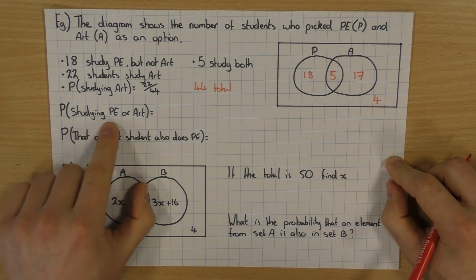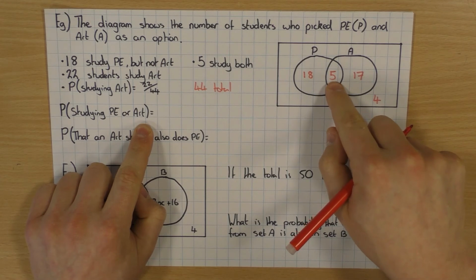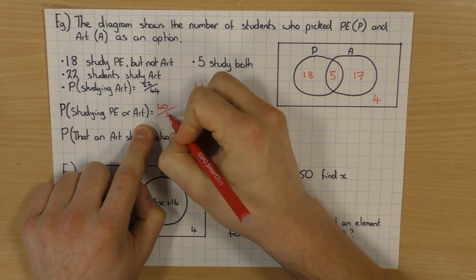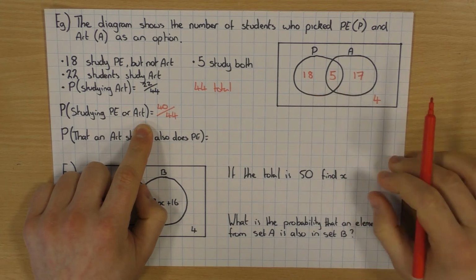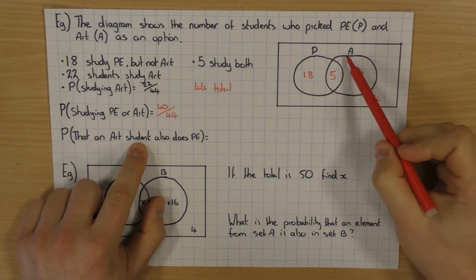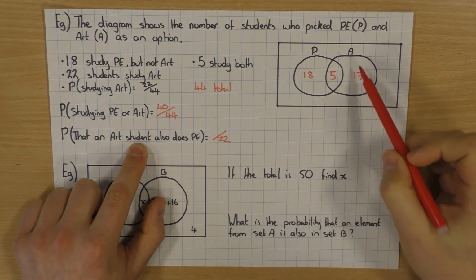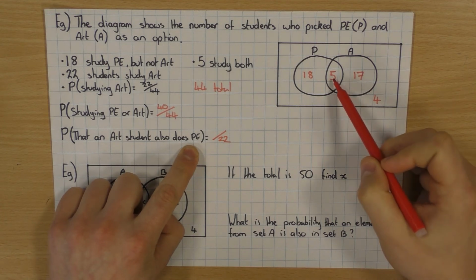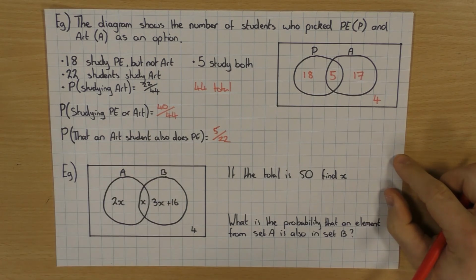So what's the probability of studying PE or art? Well, I've got 18 plus 5 plus 17 is 40 out of the possible 44. Okay, so you can do PE or art, so it's these ones here. What's the probability that an art student, there was 22, so my denominator in this case is out of 22, because only 22 students studied art, also does PE. Well, 5 of the art students do PE as well, so that one would be 5 over 22.